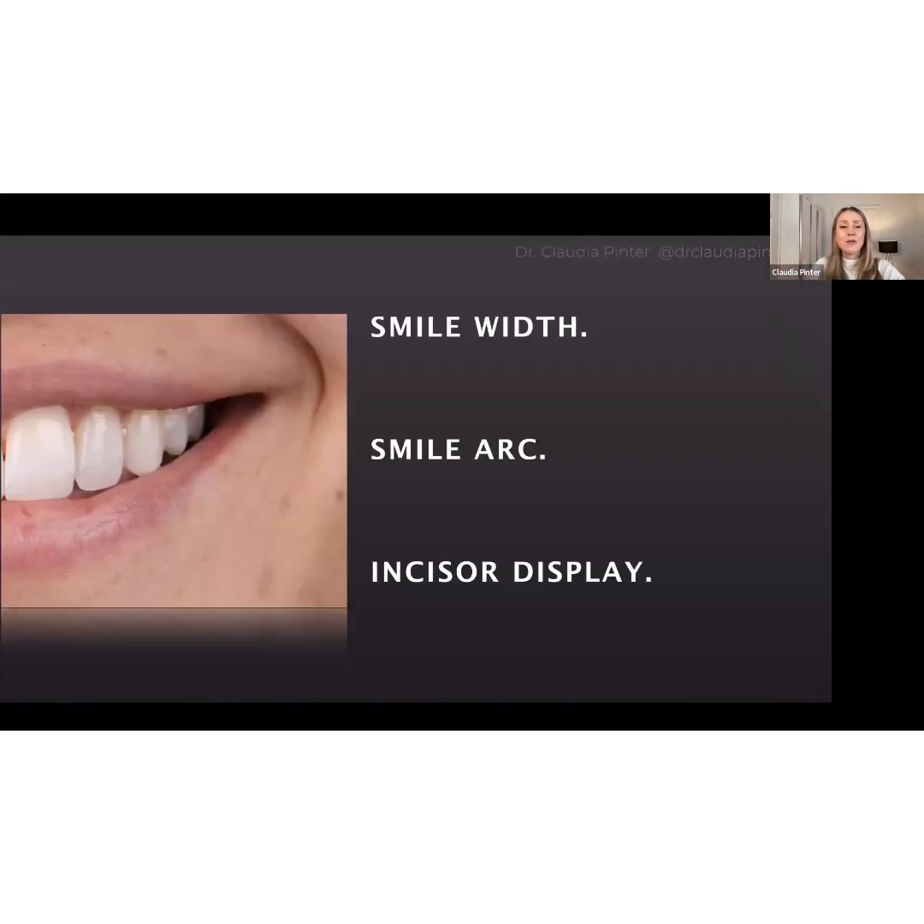So we've already reached the take-home message. There are 3 characteristics that are really crucial to create a great smile. It's the smile width, the smile arc, and the incisor display. The smile width, we achieve that with expansion. Remember, with aligners, bodily expansion needs an attachment. Place a horizontal attachment for most effect.